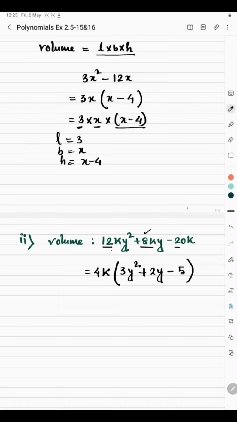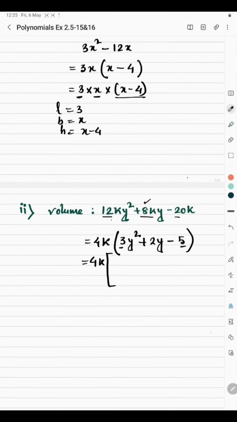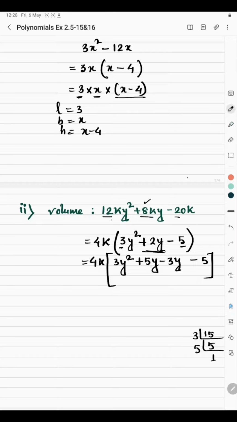3y² + 2y − 5. It's a quadratic polynomial, so we have to factorize it. Now here 4k will remain the same, we'll just factorize this. So we'll take the constant term, which is 5, and the coefficient of the square term, which is 3. So 3 fives are 15, and we have to find the factors of 15, which are 3 fives are 15, 5 ones are 5. So using these two numbers we will make 2. The first term and the last term will remain the same. We have to make +2y, so we'll write +5y − 3y, because plus and minus, if you subtract, we'll get 2y, and since we have to make a plus sign, we have put the plus sign with the bigger number, which is 5.